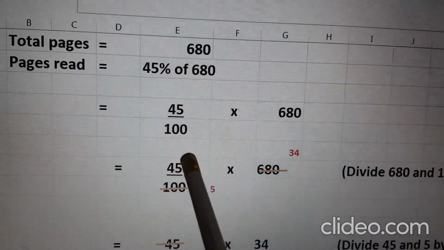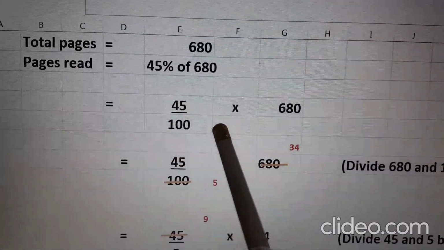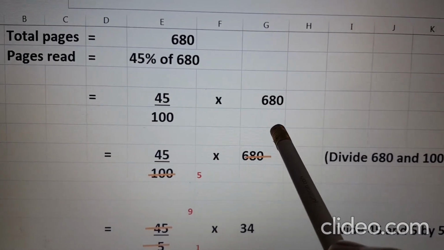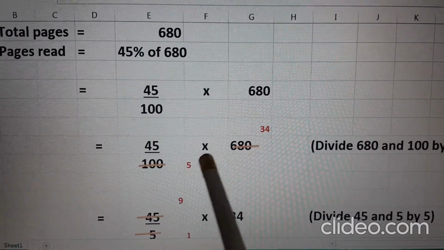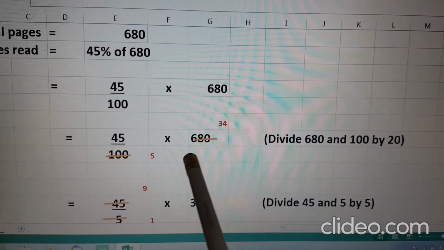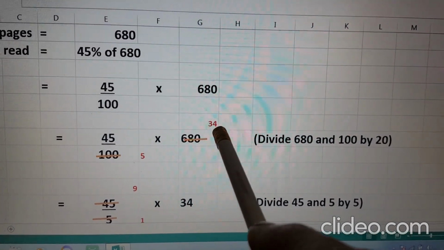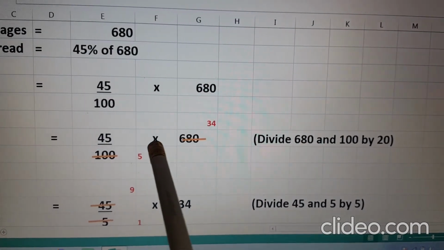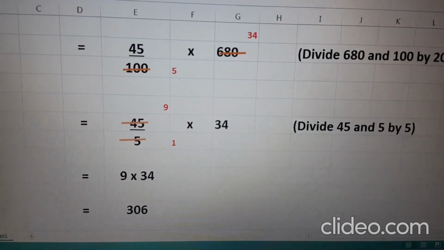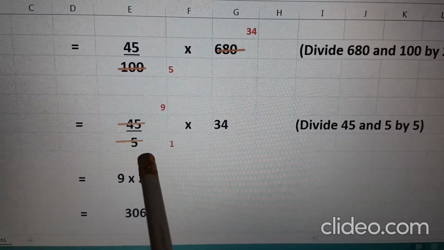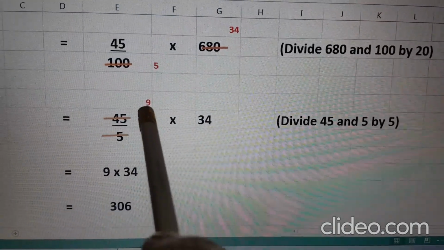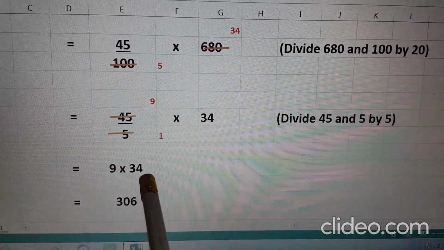Remove sign of percentage, write down 100 as denominator. Remove of, write down sign of multiplication. So the number is 45 upon 100 into 680. Now we see which number is common in 680 and 100. See, it is 20. 5 20s are 100 and 680 divided by 20 is 34. Now the number left is 45 upon 5 into 34. Now we see in 45 upon 5 which number is common? 5 is common, so we will divide 45 and 5 by 5. 5 1 the 5 and 5 9 the 45. So the number left is 9 into 34.